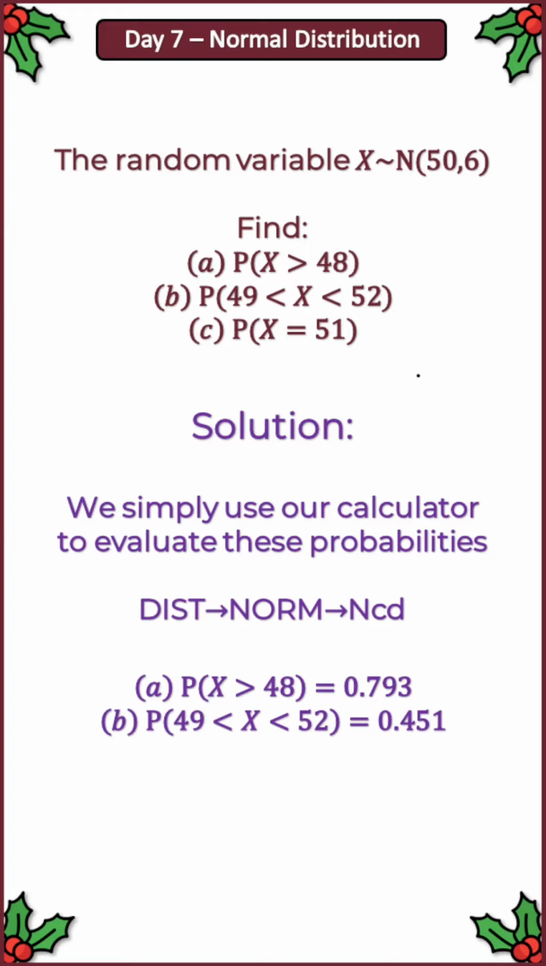And then finally here for part C, just be careful now, because it's looking for the probability that x is equal to 51. Well, the normal distribution is a continuous distribution. In this case here, the probability that x equals 51 is simply 0. Okay, so that gives us the solution here to day 7.